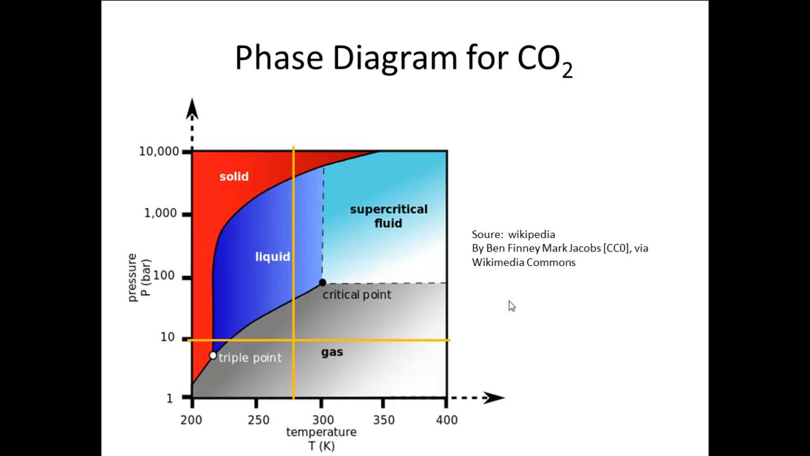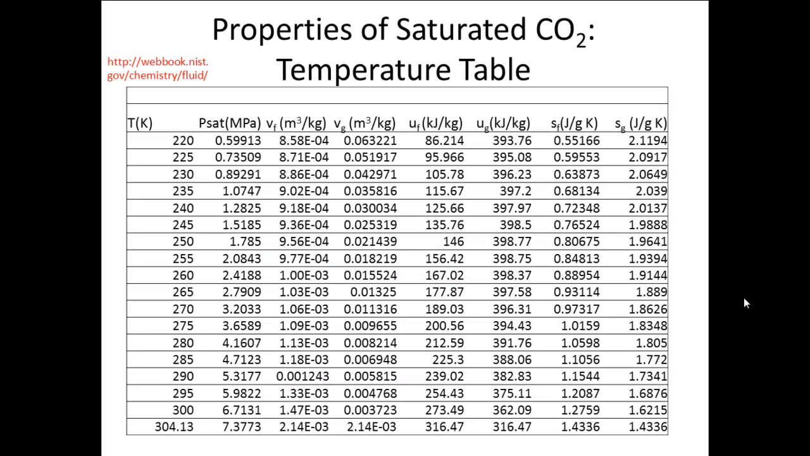So we need to be both on the horizontal line corresponding to 10 bar and on the vertical line corresponding to 280 Kelvin. So we must be at the intersection of those two lines, which is where I've now drawn a star. So we can see in the phase diagram that the CO2 injected to the bottom of the North Sea is going to be in the gas phase, and that's otherwise known as the superheated vapor phase.